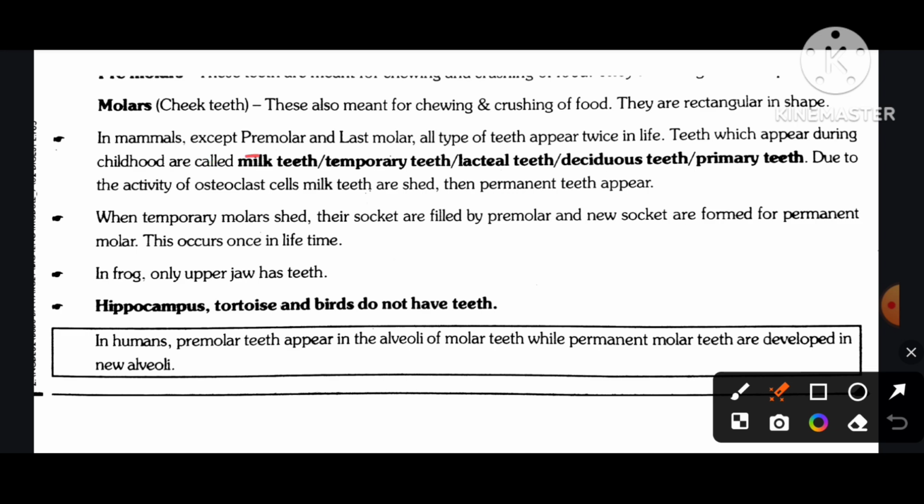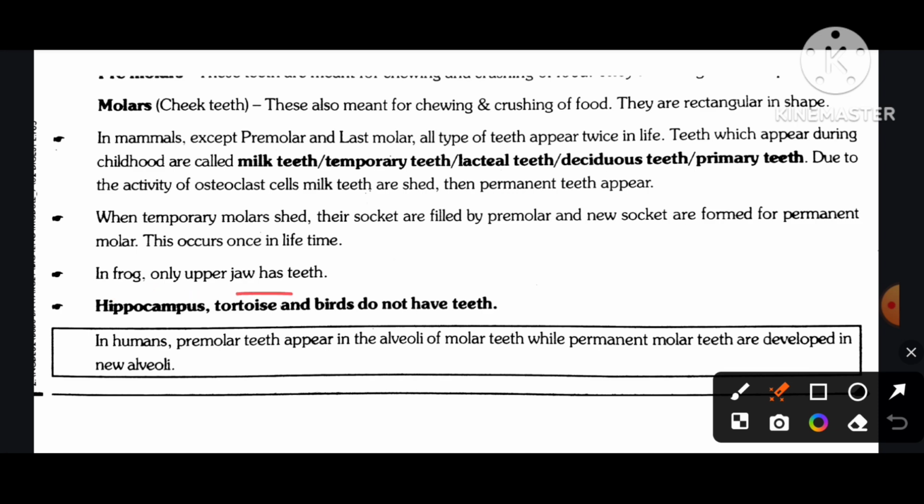In mammals, except premolars and the last molars, all types of teeth appear twice in life. Teeth which appear during childhood are called milk teeth, temporary teeth, lacteal teeth, deciduous teeth, or primary teeth. Due to the activity of osteoclast cells, milk teeth are shed, then permanent teeth appear. When temporary molars are shed, their sockets are filled by premolars and new sockets are formed for permanent molars. This occurs once in a lifetime.